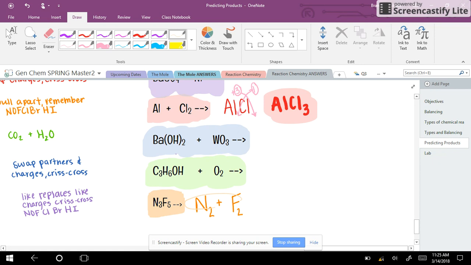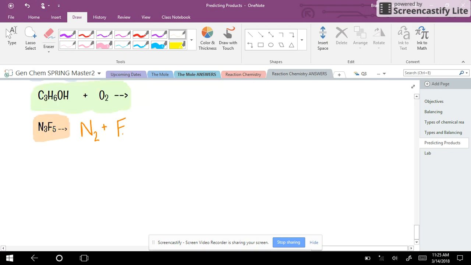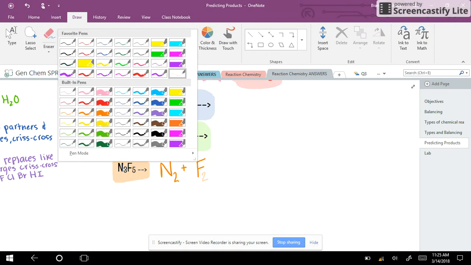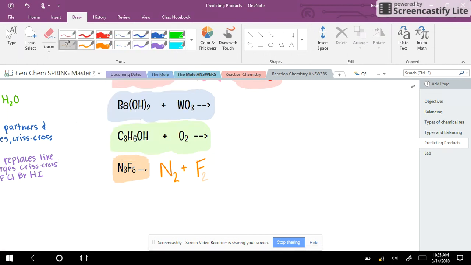Oops, that's not what I wanted to do. I want to highlight here. Oh gosh, what am I doing? Okay. Oh boy. I'll get it. Maybe. Bear with me, guys. N2F2, and I'm going to highlight it orange because that is our decomposition reaction completed.